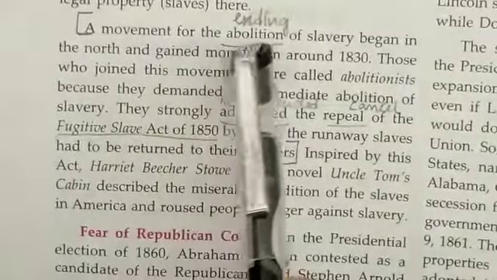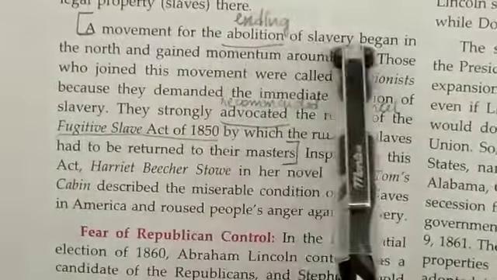A movement for the abolition of slavery began in the North and gained momentum around 1830. So there was a movement which worked to end or to eliminate slavery. It started in the North, and it began to move faster during the 1830s. Those who joined this movement were called abolitionists because they demanded the immediate abolition of slavery. The supporters of these movements were known as abolitionists because they put forward the demand for immediate elimination of slavery.